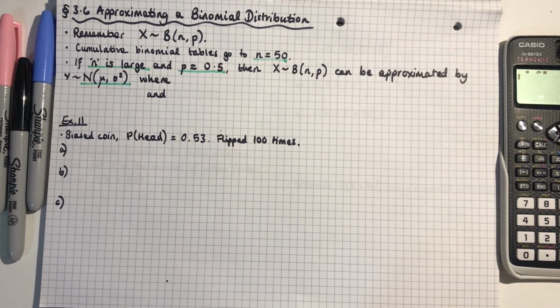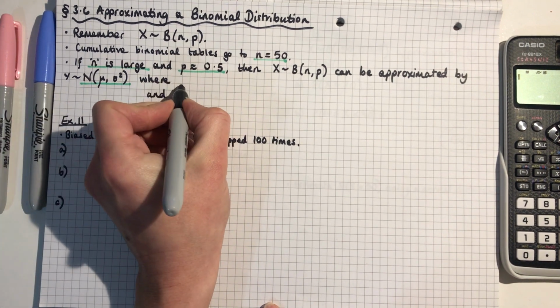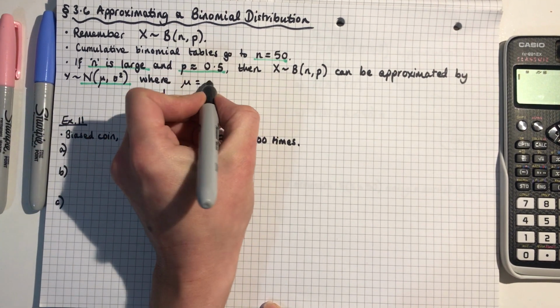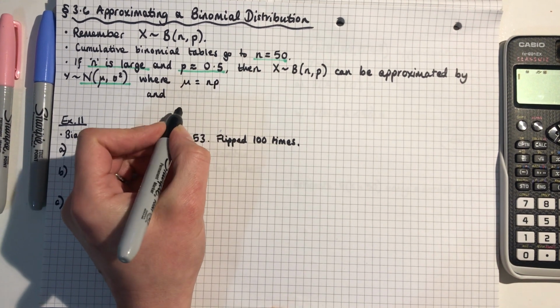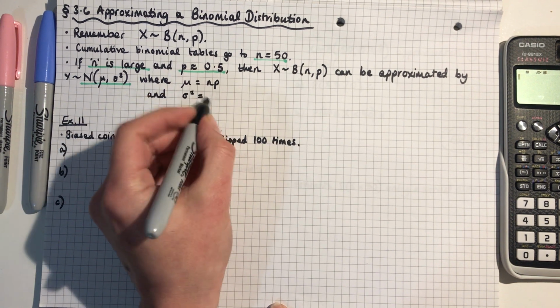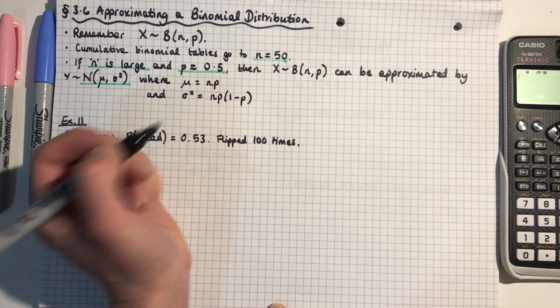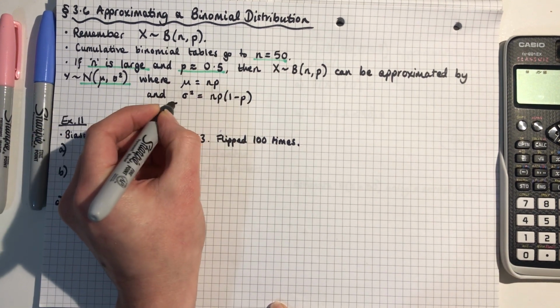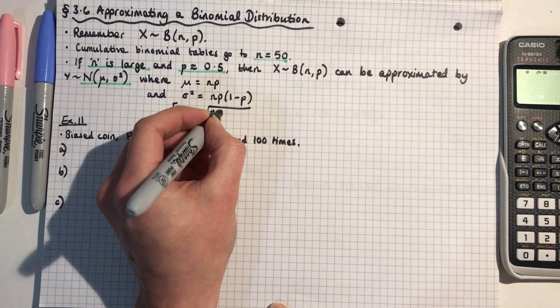And in that normal distribution, we have that the mean is the same as the mean of the binomial distribution, which is np, and the variance is the same as the variance of the binomial distribution, which is np(1 minus p), which gives us, of course, that the standard deviation would be the square root thereof.